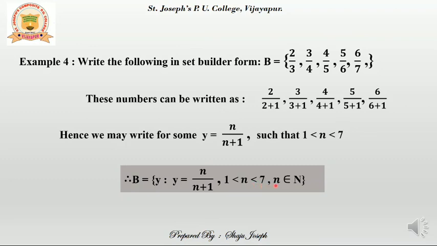And n should be a natural number, because we see only natural numbers here. There is no other number in the numerator. There is no integer like a negative integer or 0. So all the natural numbers are visible. So I am writing it as n belongs to capital N, which means natural numbers.